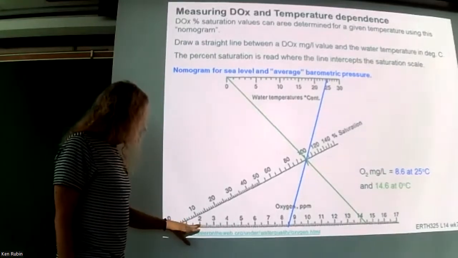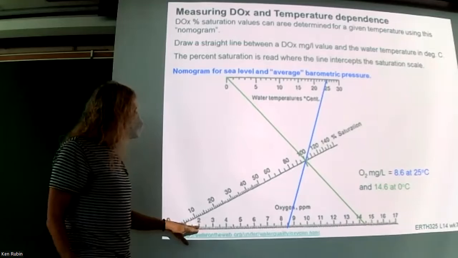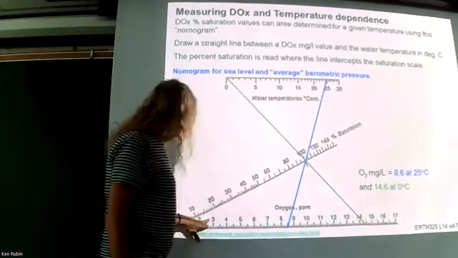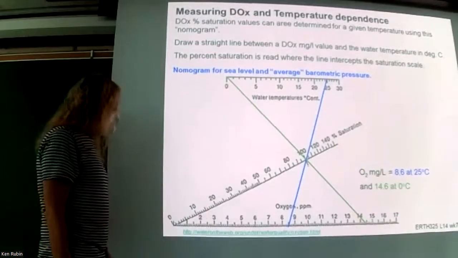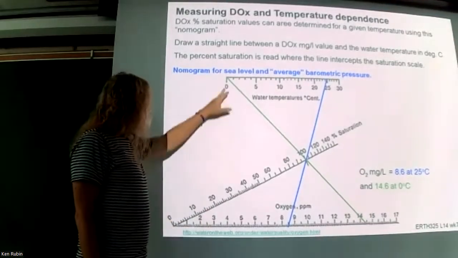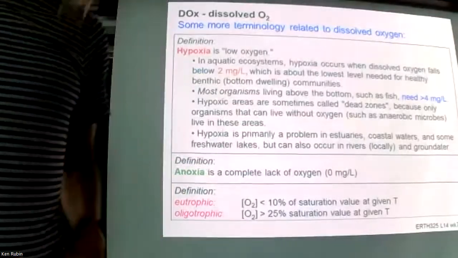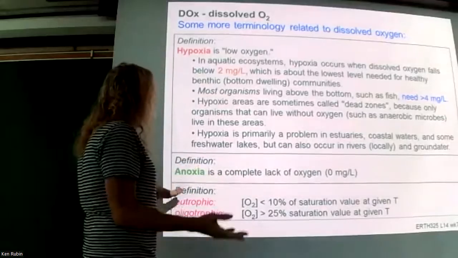You could draw a 2 and go through and connect it to whatever temperature we have in the environment. Let's say it's 25 degrees C, up to 25, and you'd see that, well, at 2, we're something like 20% of saturation, right? Whereas if we were at a colder temperature and we drew our tie line through, we'd see a slightly different result.